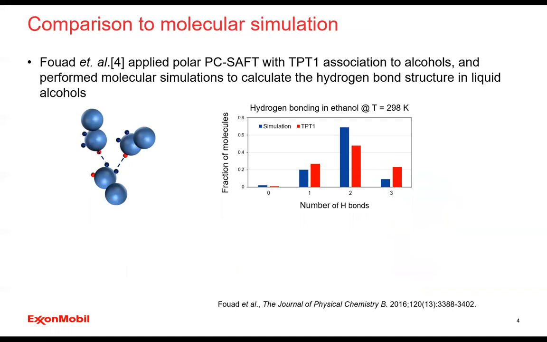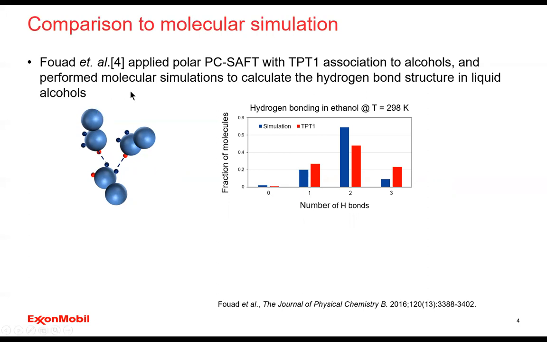There's been quite a bit of work over the years comparing TPT1 to monomer fractions, and I'm not going to go into detail about that. But what I want to point out here is that while you can get a good representation of a monomer fraction, that doesn't necessarily mean that you're going to get a good representation of the entire hydrogen bond spectrum.